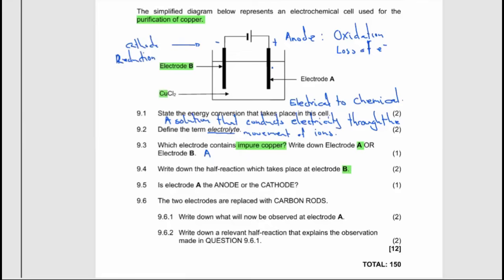If reduction takes place at the cathode, how do we define reduction? It is defined as the gain of electrons. So we're gaining electrons, and according to this, our copper has a gain of electrons. Therefore, write down the half-reaction that takes place at the electrode.